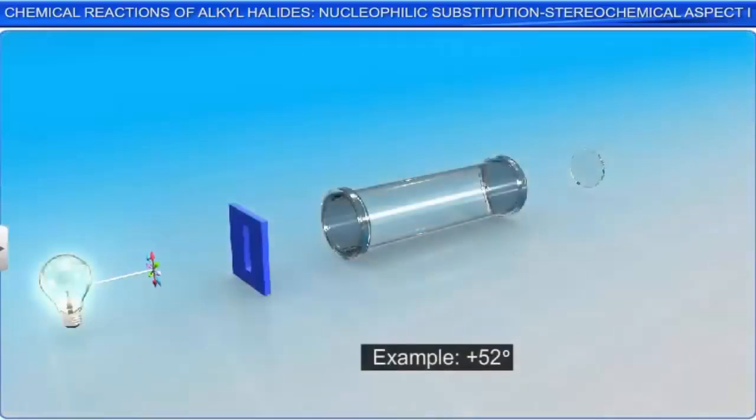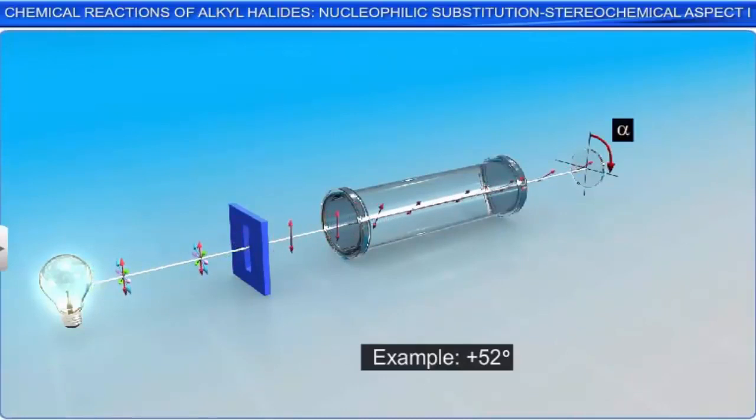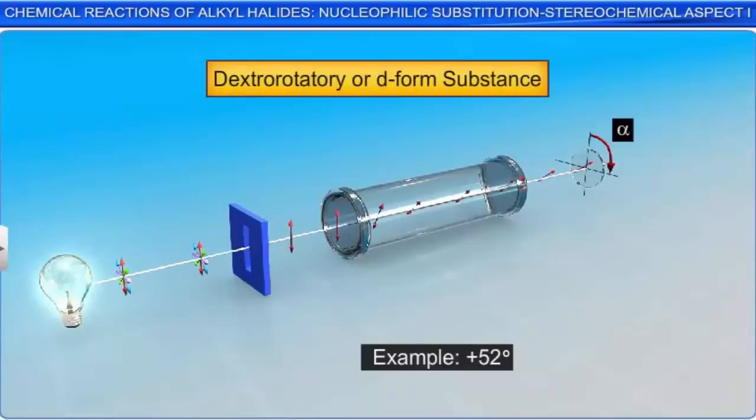If a substance rotates plane polarized light to the right or clockwise, as seen by an observer towards whom the light is approaching, then it is called dextrorotatory or D-form. It is indicated by placing a plus sign before the degree of rotation. In Greek, dextro means right rotating, and hence the term dextrorotatory.